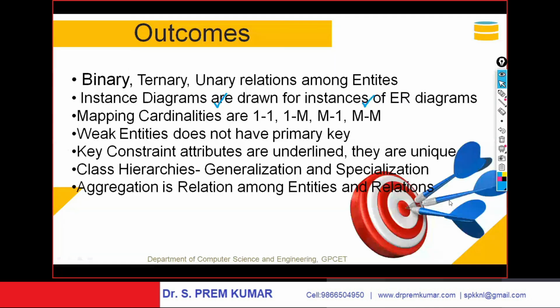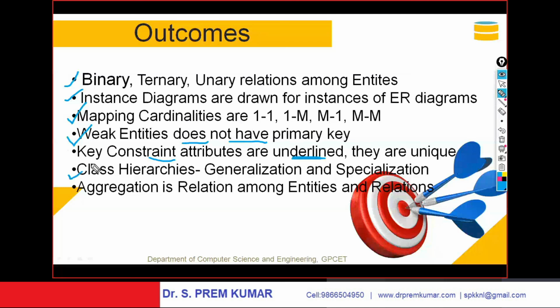Fine. So in this class, in our discussion, we came to know about the binary, ternary, unary relations. We came to know about the instance diagrams, one-to-one, one-to-many, many-to-one, and many-to-many mapping. A weak entity set, which does not have a primary key, is called a weak entity set, and we came to know what is a strong entity set and a weak entity set. We discussed the strong entity sets and weak entity sets, and also the key constraint attributes which are underlined. The primary key values are underlined.